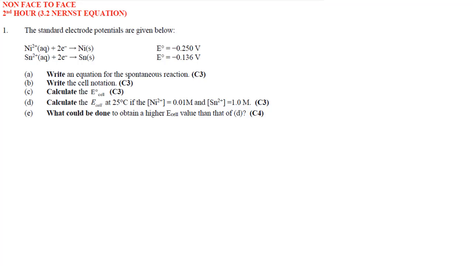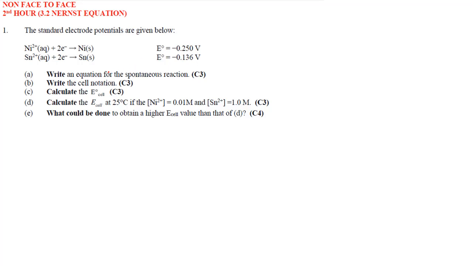Okay kelas, kita akan proceed dengan second hour tutorial. Okay, so second hour ni dia melibatkan Nernst equation, which we use to calculate E cell lah, standard cell potential for any concentration. Okay, so question number 1 here. So dia bagi the standard electrode potential are given below untuk nickel dengan tin. Okay, so the E0 value for nickel is minus 0.25 and for tin is minus 0.136 volt.